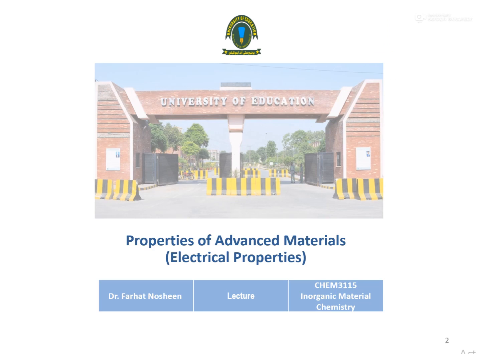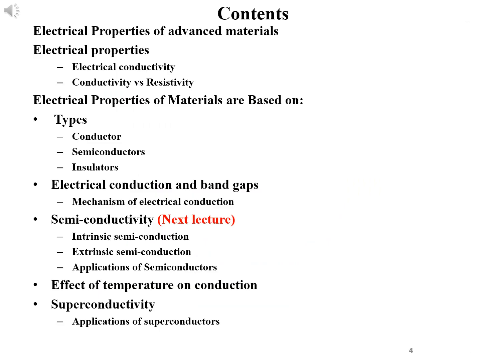Today we will discuss a topic from the course Inorganic Material Chemistry, and the course code is CAM 3115. The topic that we will discuss is properties of advanced materials. In the previous lecture, we discussed mechanical properties of advanced materials, and today our topic is electrical properties. Let's start our discussion. Now we will discuss these contents in two lectures.